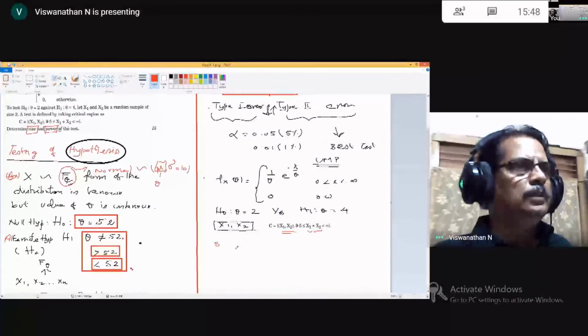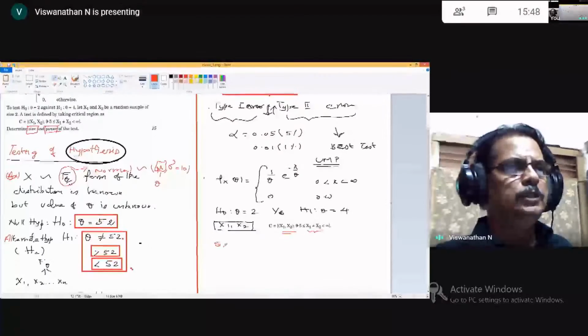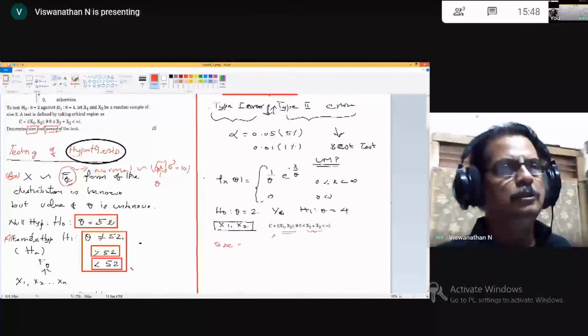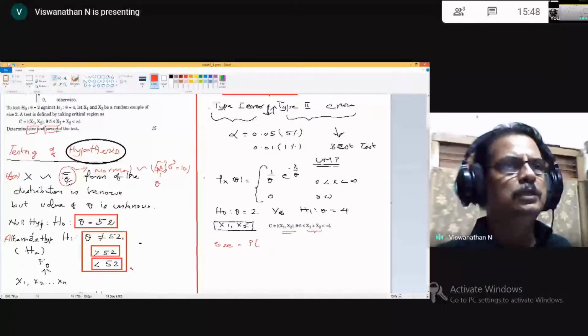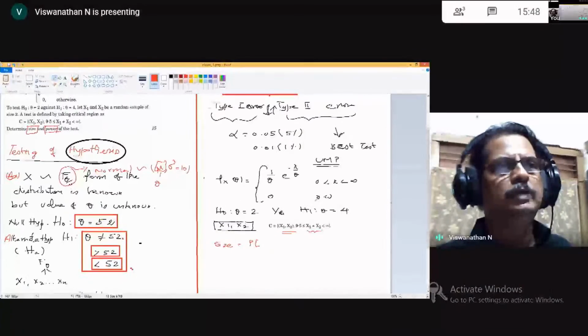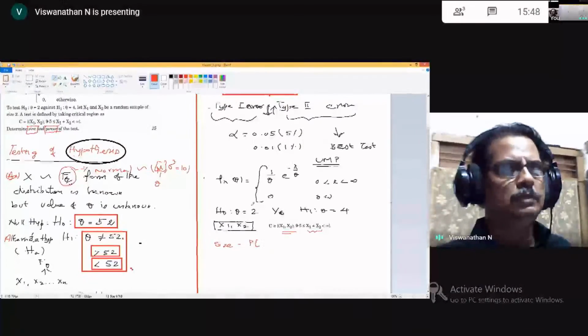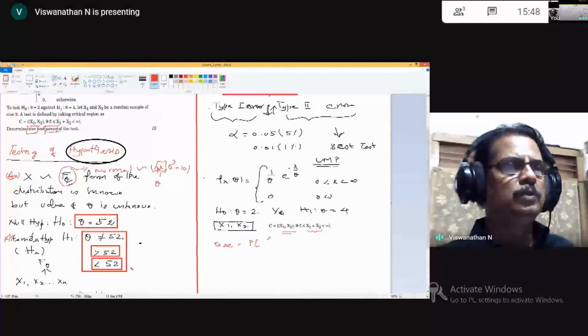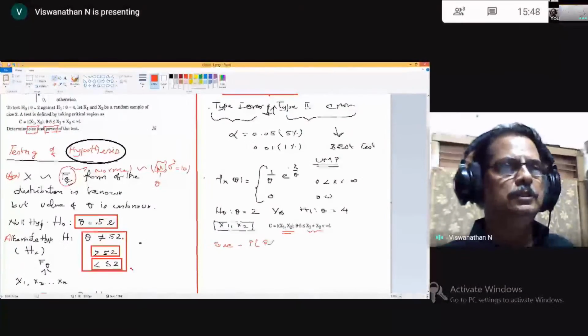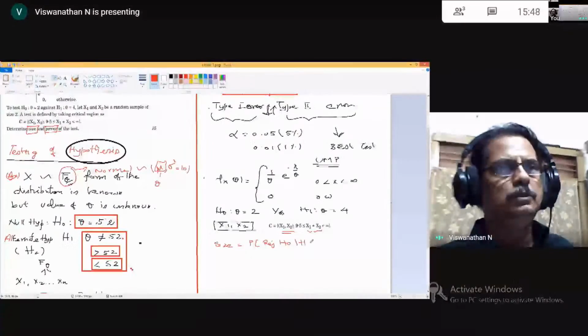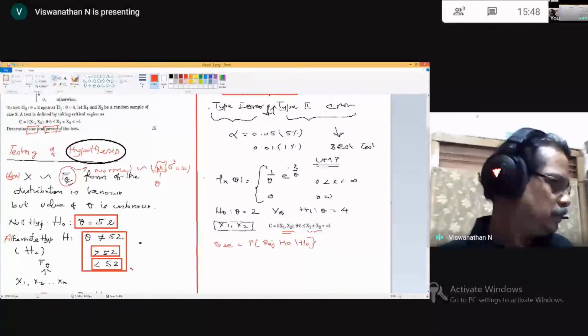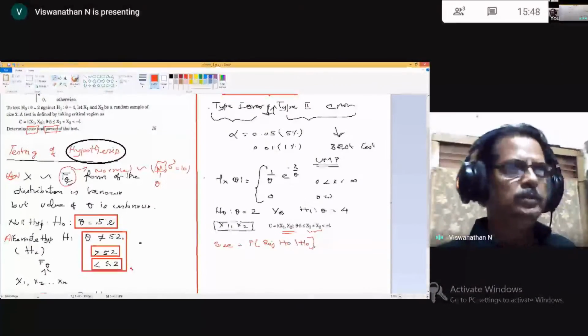And what is size? Size is nothing but, in this case, because we have a single value in the null hypothesis and a single value in the alternate hypothesis. Otherwise, even the size will involve some concept of minimum and maximum, or infimum or supremum. So size here is: reject h naught when h naught is true, that is, theta equal to 2. This is your size.